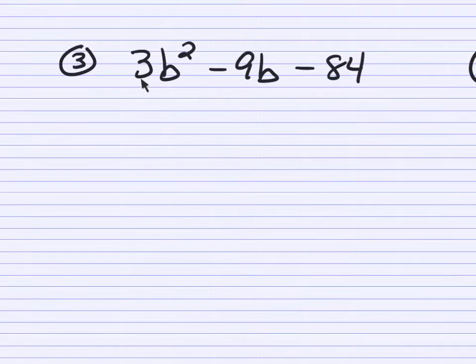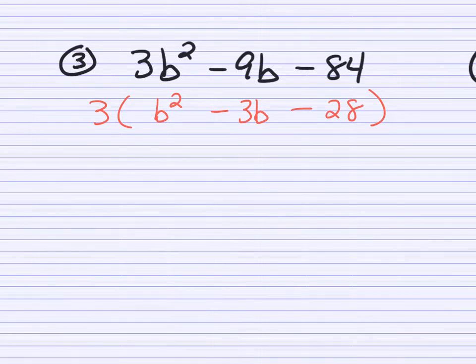Again, this number right here makes it different from all the other problems we've done. So I'm going to look and say, well, can I take something out of all three terms? And I say, well, what's the greatest common factor of 3, 9, and 84? Well, you can actually take a 3. 3 goes in all of them. So I'm going to try to factor out a 3. So 3 times b squared gives me 3b squared. 3 times negative 3b gives me the negative 9b, and 3 times negative 28 gives me the negative 84.